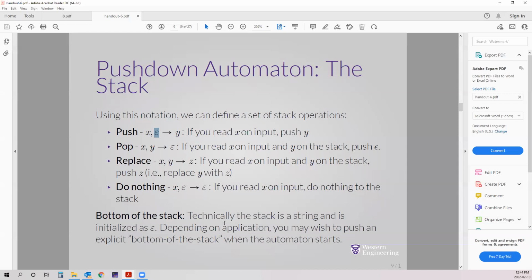Bottom of the stack: technically the stack is a string and is initialized as epsilon. So the first thing normally we put in the stack is epsilon. Depending on the application, you may wish to push an explicit bottom of the stack when the automaton starts. In some programming languages, if you remember, some instructors use the hash to give us a notation that this is the end of the stack.